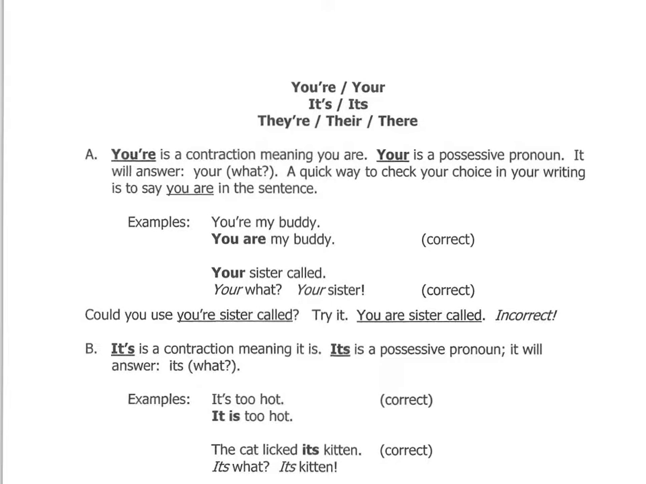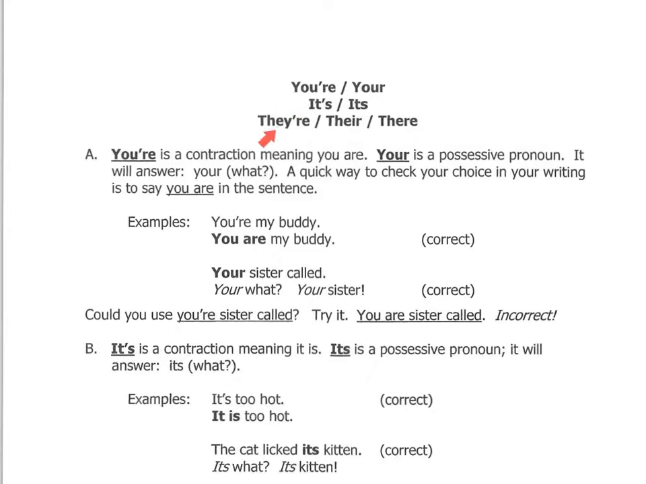Easy grammar. Page 31. We're going to look at some words that are often confused. They're all contractions. Your, its, their.